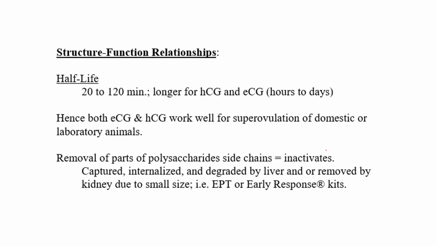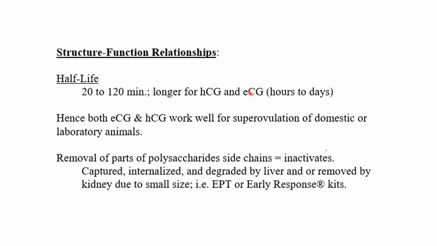All right, let's talk about some structure-function relationships. So for the gonadotropins, okay, their half-life is only about 20 to 220 minutes, so less than 30 minutes to up to 2 hours in the serum, in the circulation. That's for LH and FSH. It tends to be longer for HCG and ECG. That's why we can combine these two into a product called PG600. So if you want to Google that, PG600 is a hormone we give to postpartum sows and prepubertal gilts to stimulate follicular growth and ovulation.